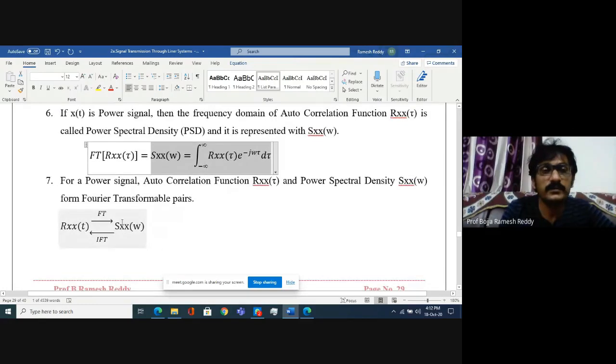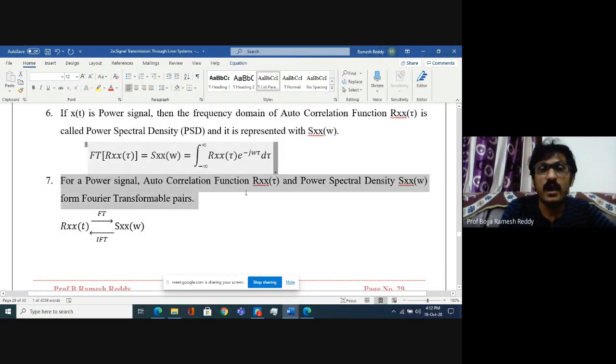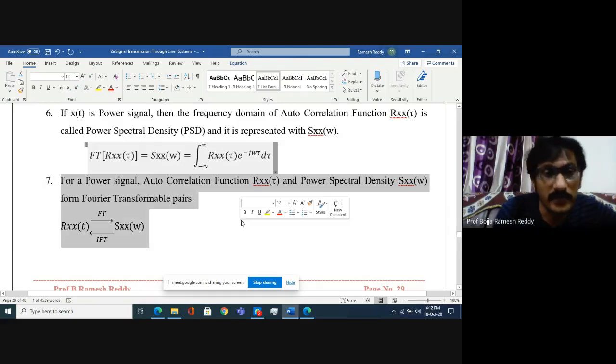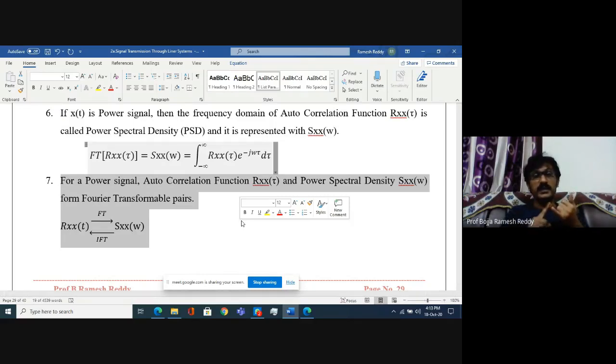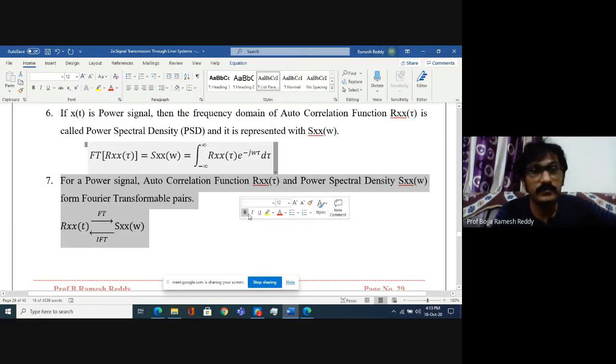What is the meaning of this? For every power signal, autocorrelation function and power spectral density form Fourier transformable pairs. Earlier, autocorrelation function and energy spectral density form Fourier transformable pairs when x of t is an energy signal. Now the statement is that autocorrelation function and power spectral density form Fourier transformable pairs when the given signal is a power signal.